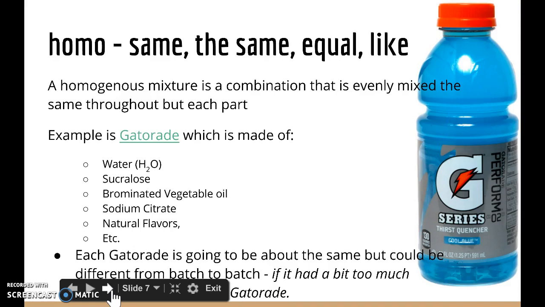They are a homogeneous mixture. That means that it's a combination of things that's evenly mixed, the same throughout. No matter where in the ocean you go take a sample, the water is going to be largely the same. It's going to be salt water wherever you go.